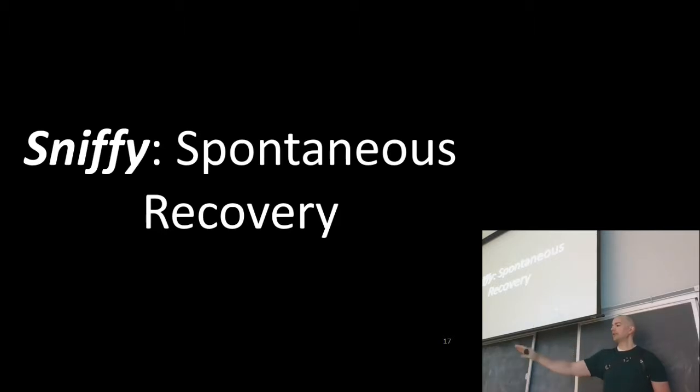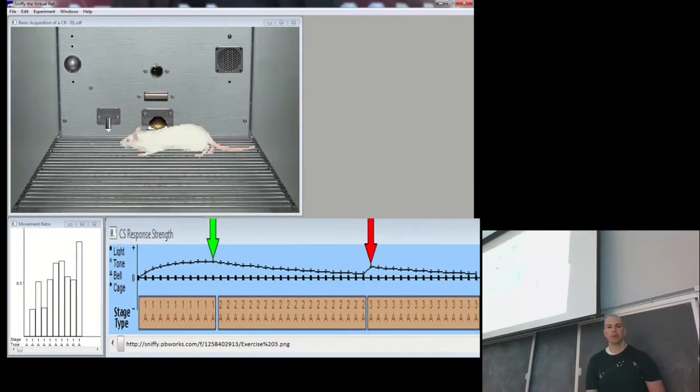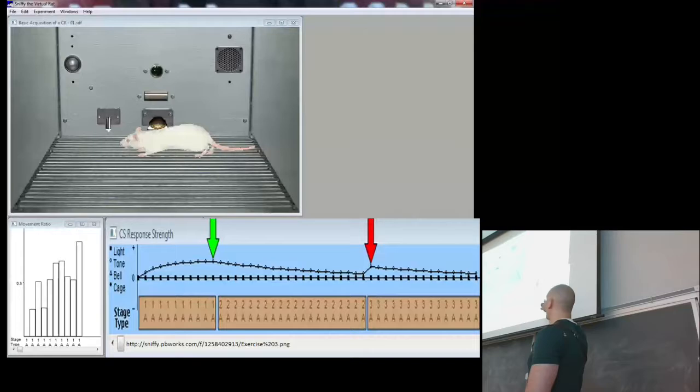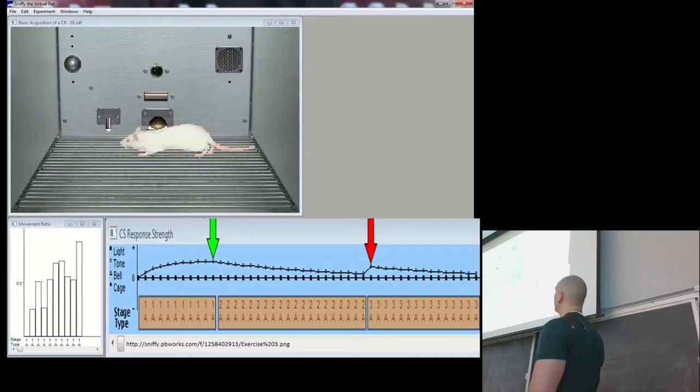So we just went through extinction. Sniffy's finally no longer responding with a conditioned response to that previously conditioned stimulus. Now we give him a break in order to create spontaneous recovery. And as you can see at that red arrow right there, this is where he comes back after the break.